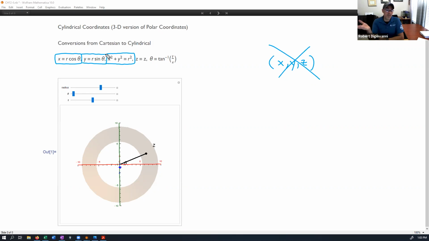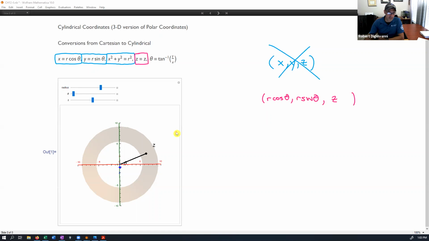And then the question becomes, what do we do with z? So with z, what we're going to do is leave z alone. So our new ordered triple is the x is replaced with r cosine theta, the y is replaced with r sine theta, and our z is just going to be z. So if you ever wanted to convert from Cartesian over to cylindrical, the only thing that changes is the x and y, and the z just remains the same.